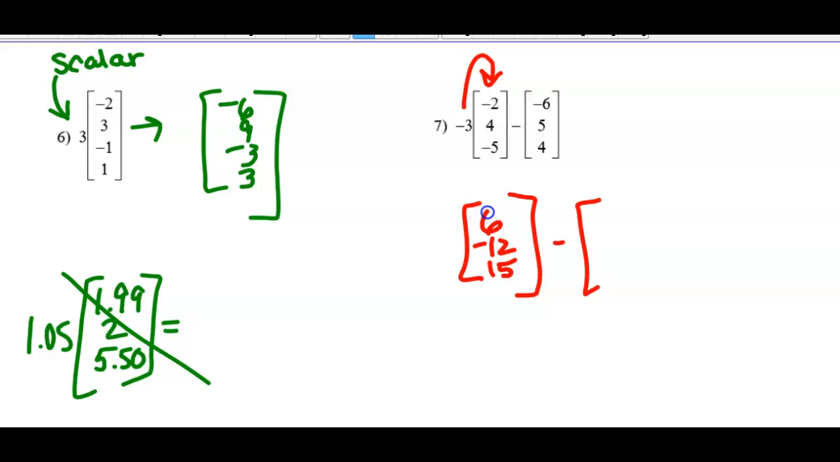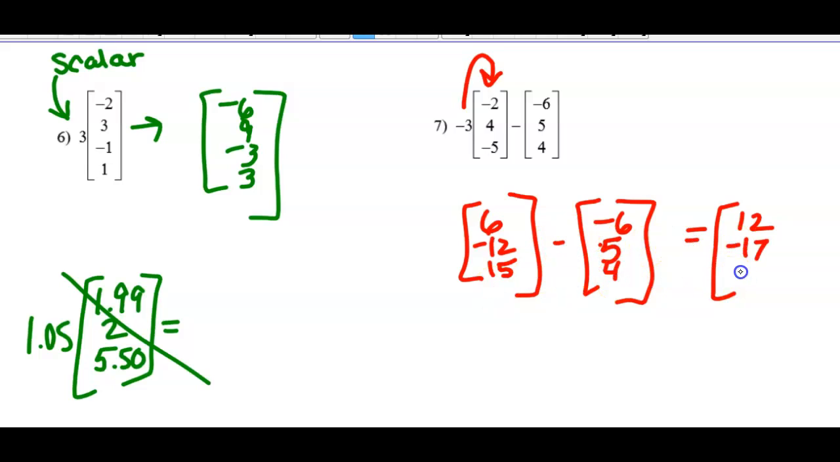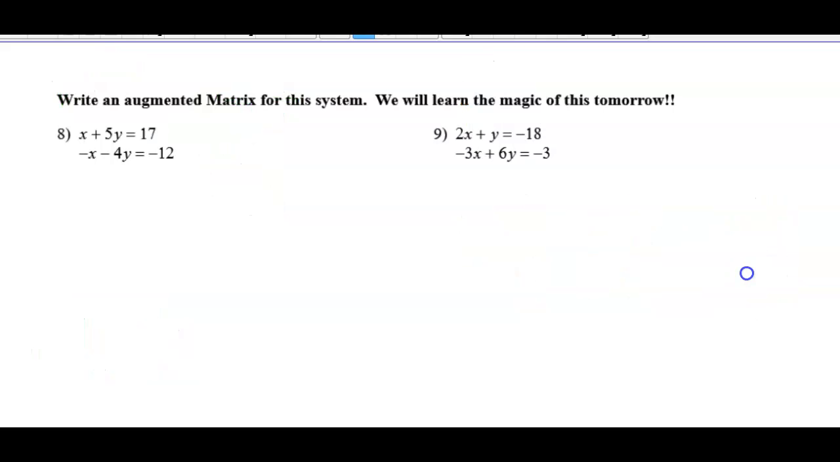And then you would subtract these back here. Be careful. 6 minus -6 would be 12. -12 minus 5 would be -17. And 15 minus 4 would be 11. Now, you can do those on the calculator, but honestly, they'll take way more time to type in to make it worth doing on the calculator.